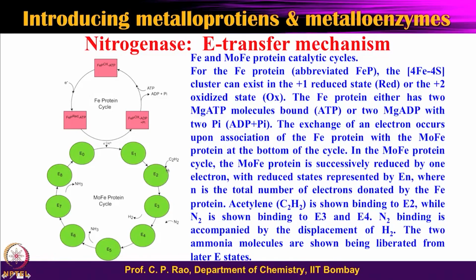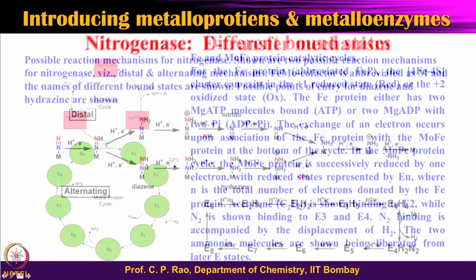This can be checked by injecting acetylene and the ethylene coming out, all these kinds of things can be done. So, N2 basically binds at around the E3 state. E3, E4 in between is shown. Once the third electron is there, by the time hydrogen is formed, hydrogen is displaced, replaced by the N2. So, it is one by one electron transfer.